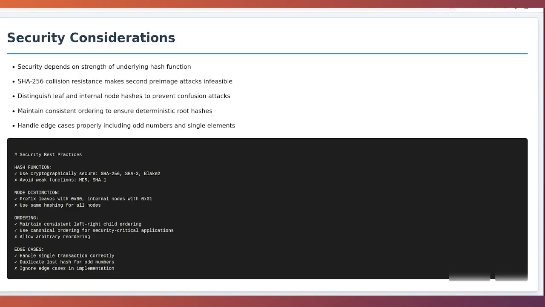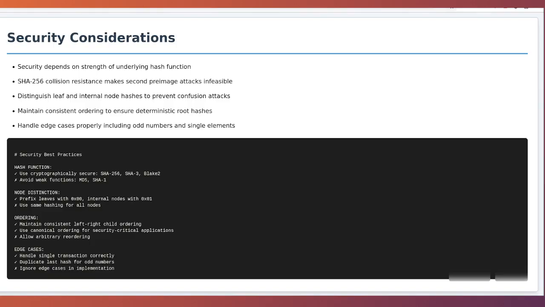Another consideration is the distinction between leaf nodes and internal nodes. Some implementations hash leaf nodes differently from internal nodes to prevent certain attacks. Without this distinction, an attacker might craft a proof that makes an internal node appear to be a leaf, potentially fooling verifiers. The order of data within the tree is also important for security.